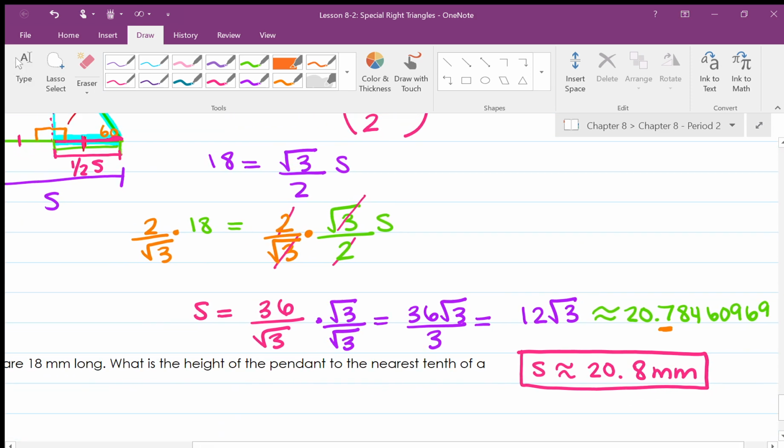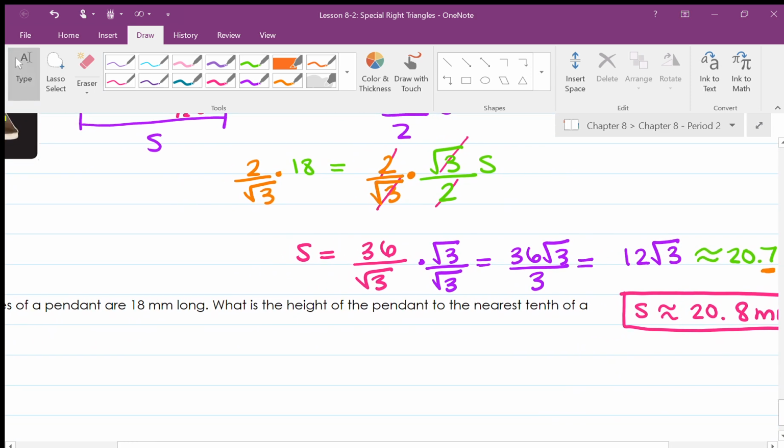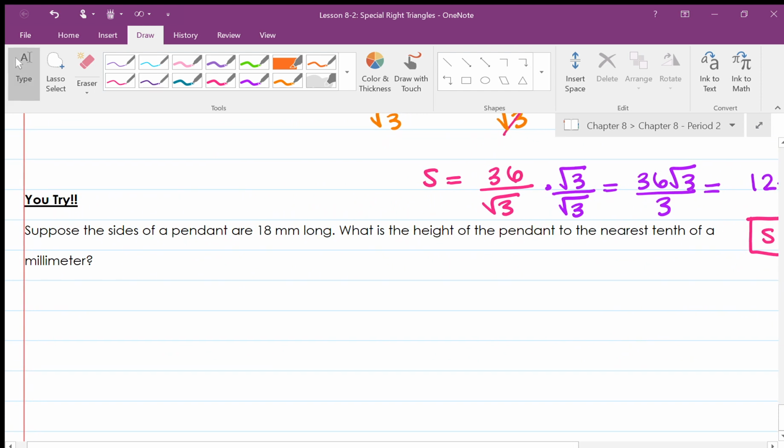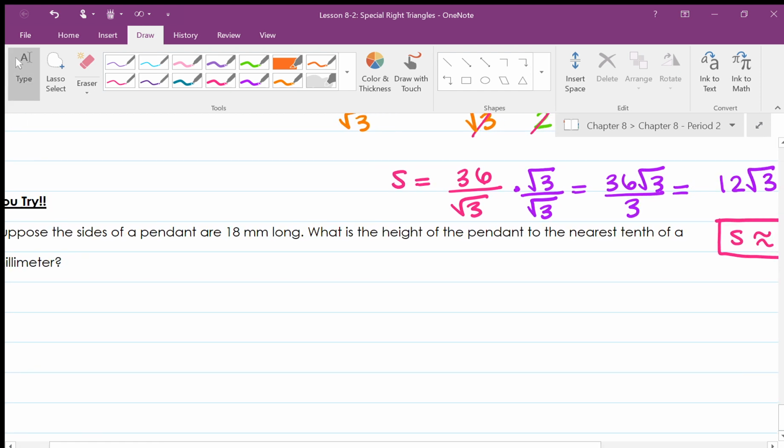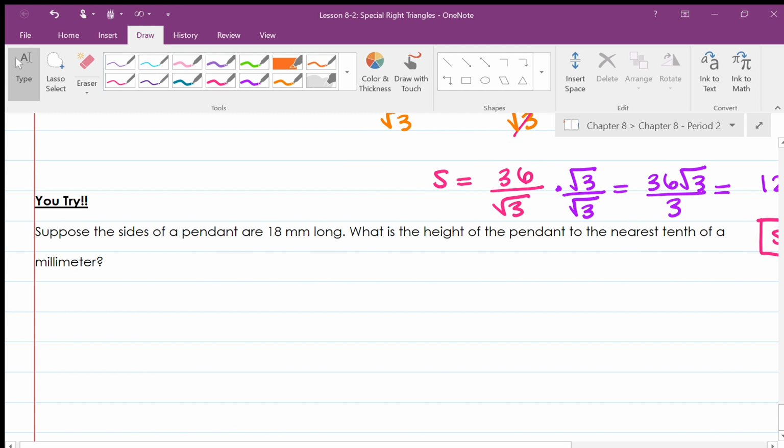So take a minute to work on the U-Tri on your own. You can pause the video if you like. It says, suppose the sides of a pendant are 18 millimeters long. So now they're not talking about the altitude or the height anymore, the side itself. So that's referring to the hypotenuse now is 18 millimeters long. What is the height of the pendant? So they're switching it up here. What is the height of the pendant to the nearest tenth of a millimeter?